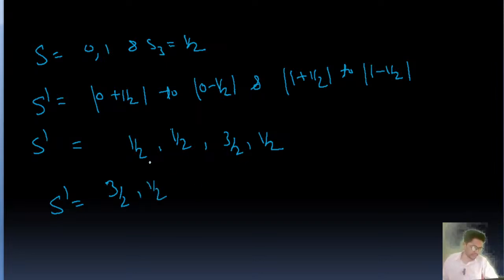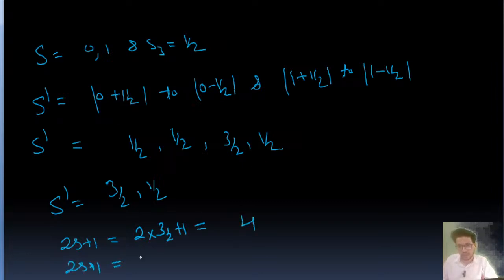Okay, now we'll find 2S plus 1. For 3 by 2, it is going to be 2 into 3 by 2 plus 1, this value is going to be 4, and 2S plus 1 for half is going to be 2 into half plus 1, that is 2. Okay.